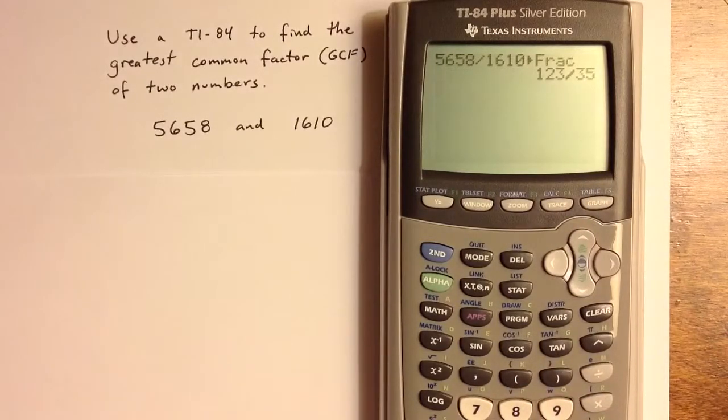So I can find that number by taking 5,658 and dividing by 123. And we get 46. So that's the greatest common factor. To double check, I should get the same number if I divide 1,610 by, not by 46, but by 35.